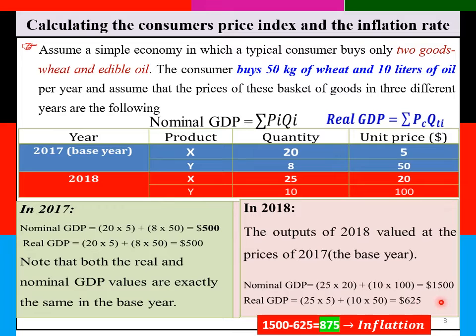When you take the difference between those numbers, 1,500 and 625, the amount is $875. Therefore, this amount comes from inflation, not the development of the economy.